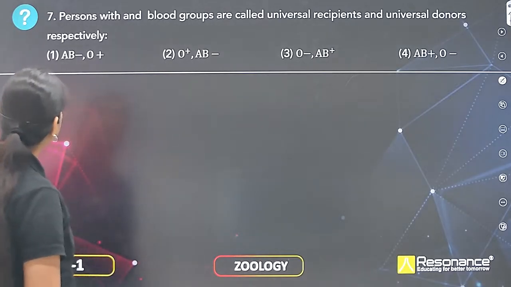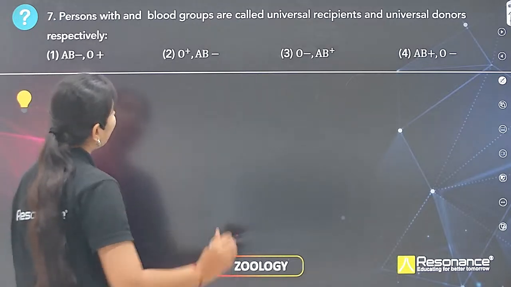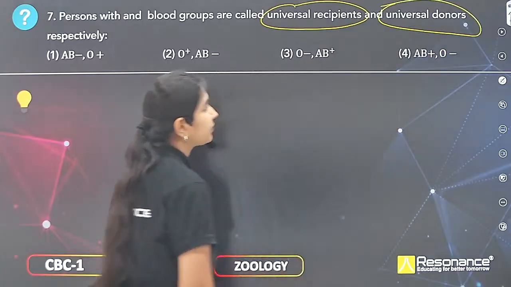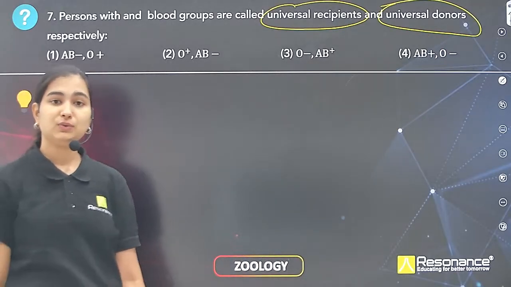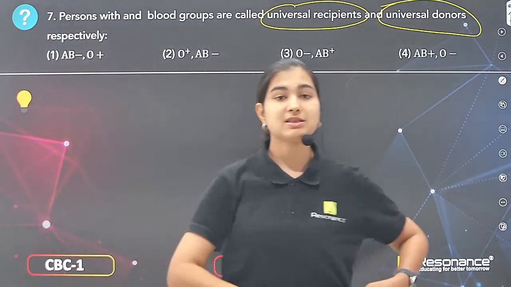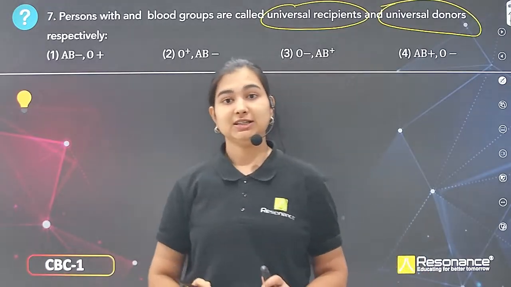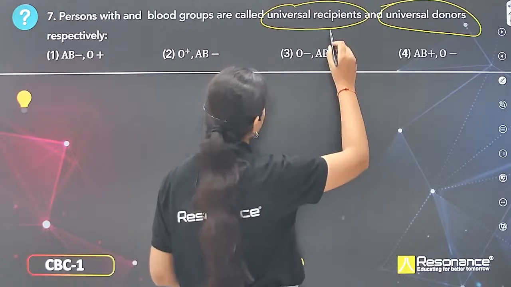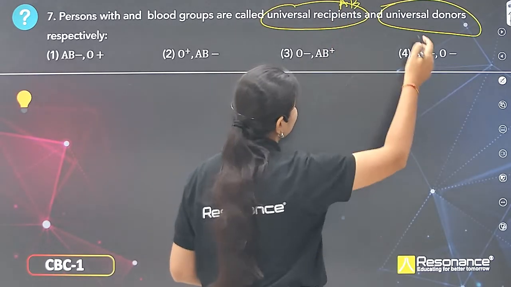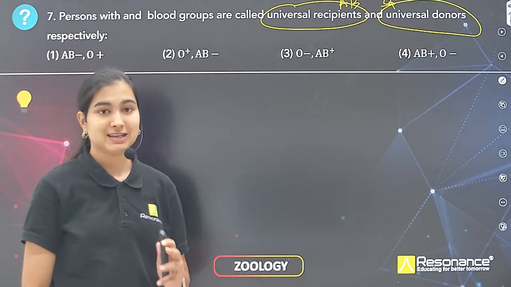Next, the person with blood group with are the universal recipient and the universal donor. So they are asking who is the universal recipient and who is the universal donor. Even if you know the concept well, here they are asking about RH also. In general, you know the universal recipient is AB and the universal donor is O. Now let us analyze the options.